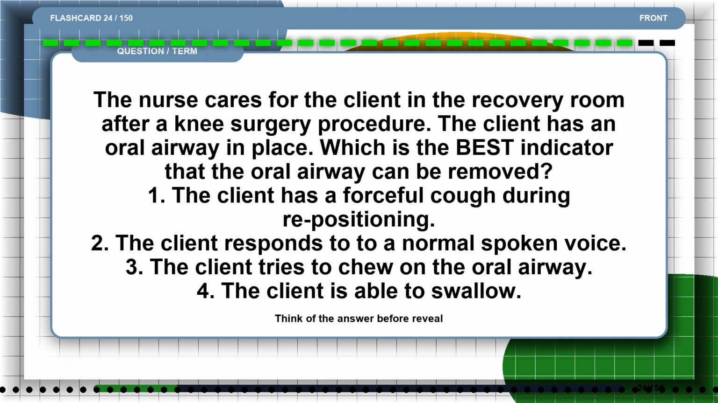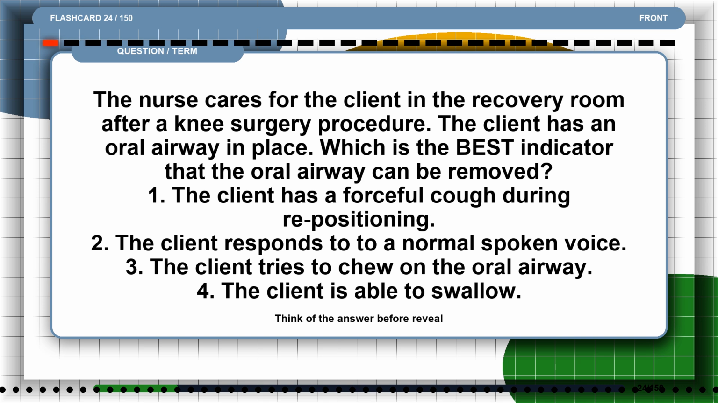Flashcard 24. The nurse cares for the client in the recovery room after a knee surgery procedure. The client has an oral airway in place. Which is the best indicator that the oral airway can be removed? 1. The client has a forceful cough during repositioning. 2. The client responds to a normal spoken voice. 3. The client tries to chew on the oral airway. 4. The client is able to swallow.